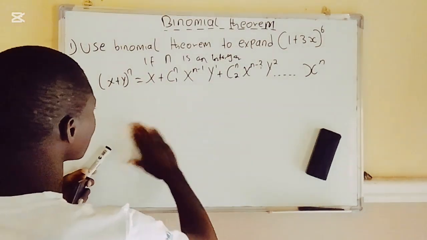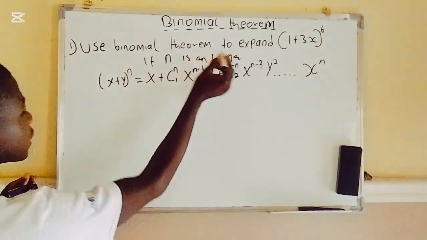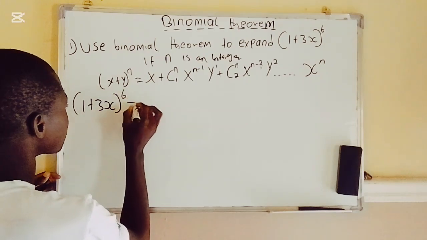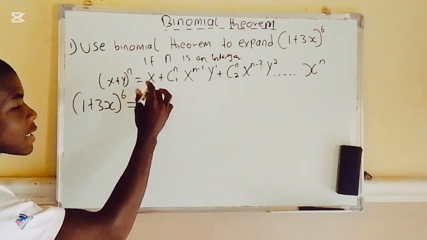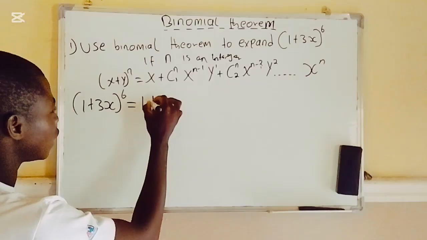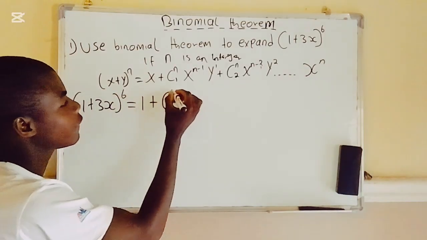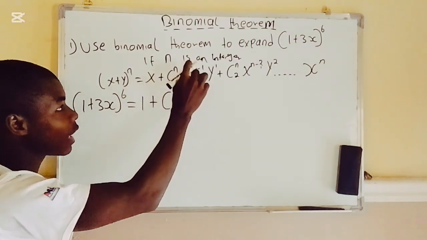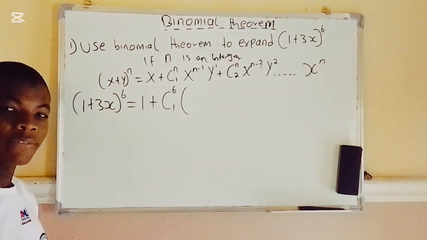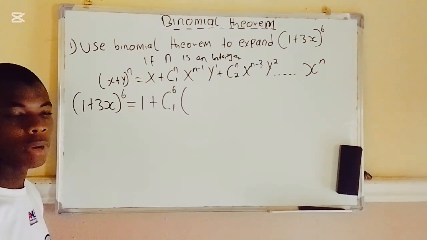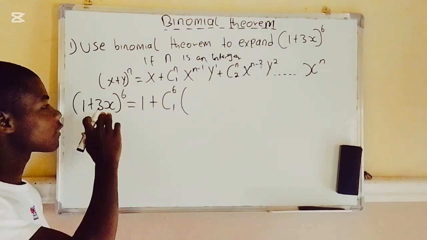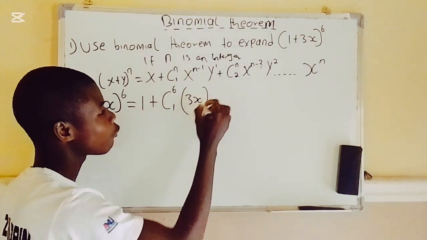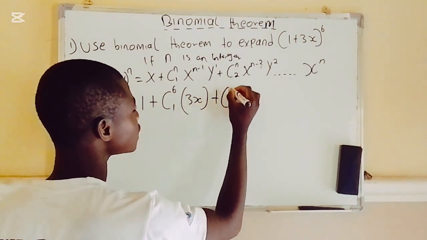So the next thing I have to do is solve this problem. If I say (1 + 3x) raised to the power of 6, it will be equal to the value of x, which is 1, plus C with n equal to 6 and r. The value of x is 1, and anything multiplied by 1 is the same thing as that number, so I will exclude the 1 and just substitute 3x, which is 3x raised to the power of 1. No need of putting the power.